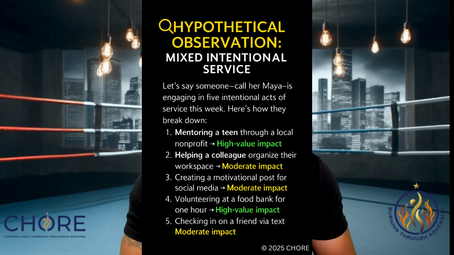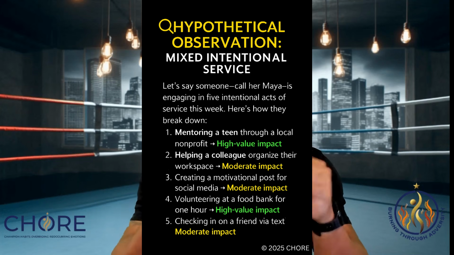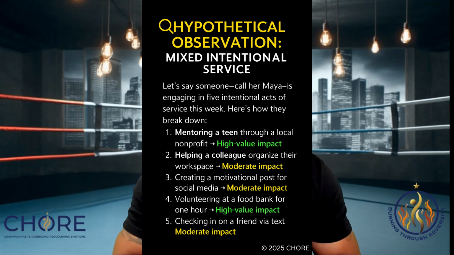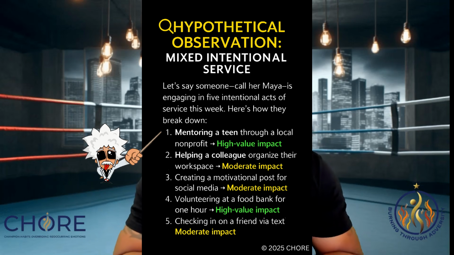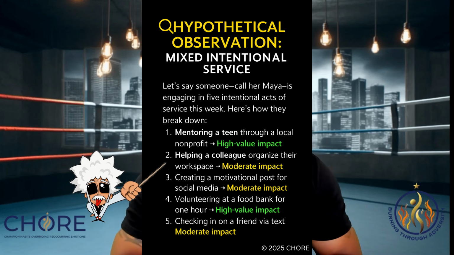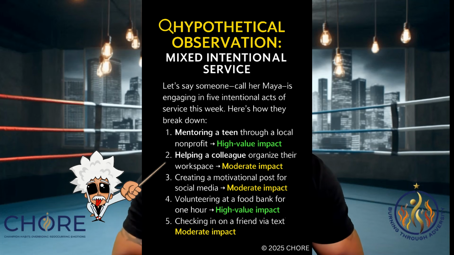So if we look at this right here, we've got the mixed intentional service, and let's just read this real quick. It says, let's say someone called Maya, who I already introduced, is engaging in 5 intentional acts of service this week. Here's how they break down. The first one, she is mentoring a team through a local nonprofit. We're going to give that a high value impact, because that's good. Mentoring a team, I like that. That's high impact. Number two, helping a colleague organize their workspace. We're going to call that moderate impact.